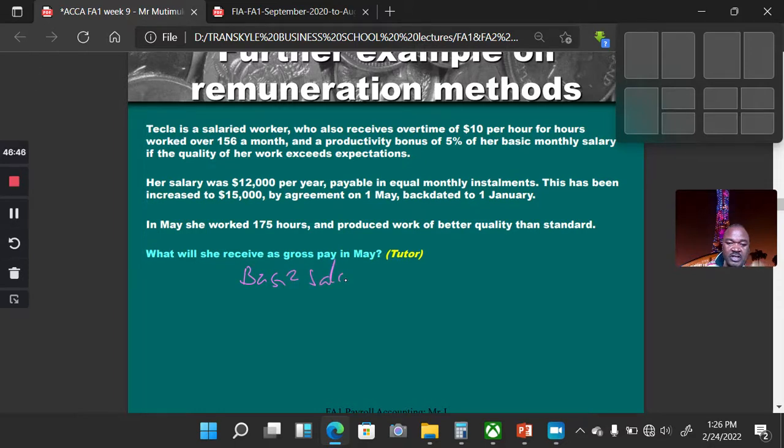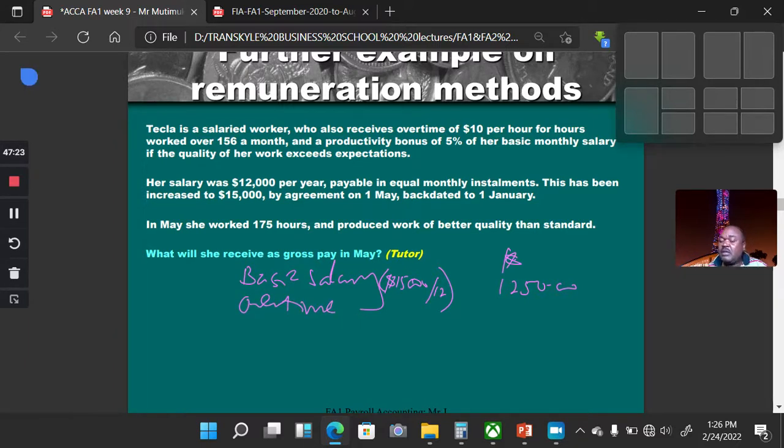Basic salary in dollars. Okay, the basic salary, we are told, has been increased and backdated to January. So over the 12 months in this particular year, they are now being given 15,000 divided by 12 per month. 15,000 divided by 12 to get the salary per month, and that is going to take us to 1,250 if you use our calculator. Then we need to determine the overtime.